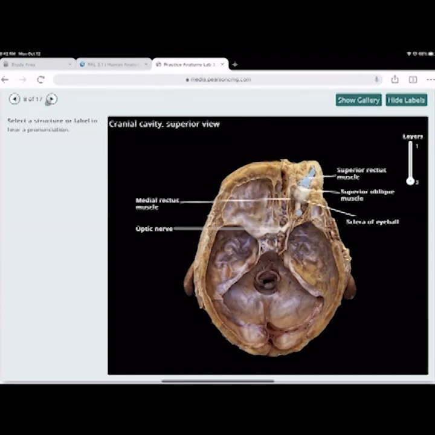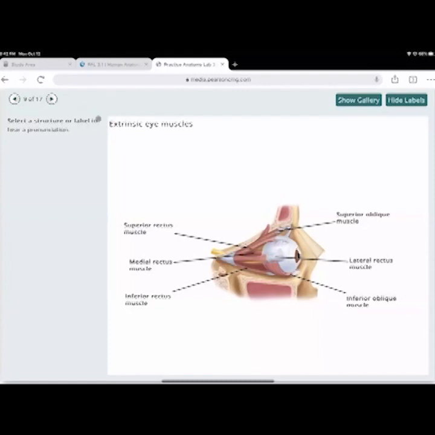Okay. Extrinsic eye muscles. Again, the superior rectus, medial rectus, and the inferior rectus. When the superior rectus contracts, the eye goes up. When the medial rectus contracts, the eye goes inward to the midline of the body. When the inferior rectus contracts, the eye goes down. The superior oblique brings the eye up at an angle. The lateral rectus brings it to the outside, to the lateral edge, and the inferior oblique rotates it inferiorly at an angle. Those are the 6 muscle attachments that help move the eye.